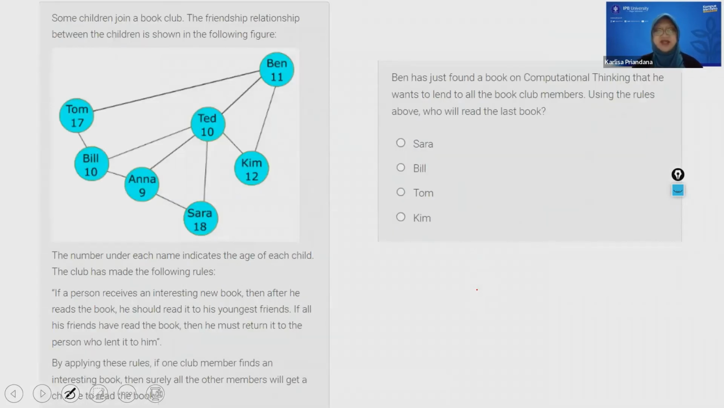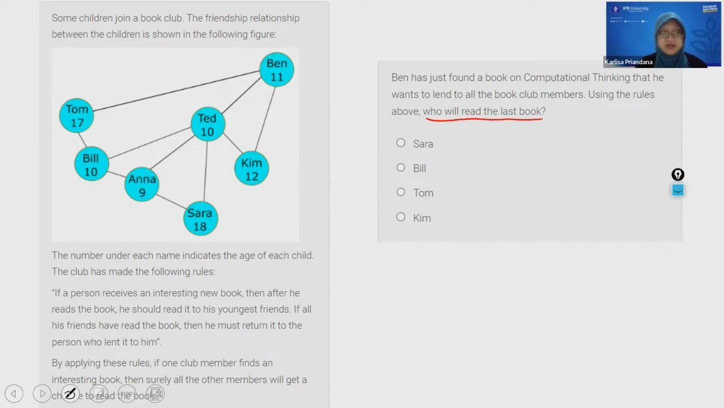So now this one. Okay, so please read this one first. Pause the video again. Okay, so I hope you already understand the problem, the goal and the constraints. What is the goal? The goal is to find who will read the last book, okay? And you know the rules?